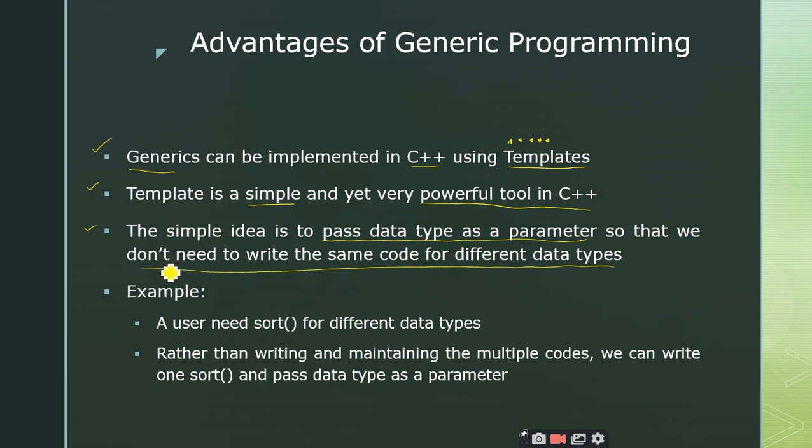So whatever code I have written, whatever generic algorithm I have written, it will work for that particular data type without any errors, right? And take the same example, the user needs sort for different data types. Rather than writing and maintaining multiple codes, we can write only one sort, the generic sort, the generalized sort, and you pass the data type as the parameter. Then your work will be simplified. That is what is expected in real-time industries.